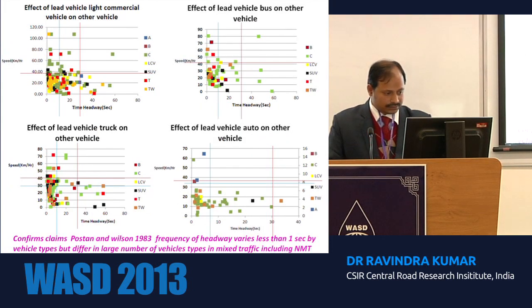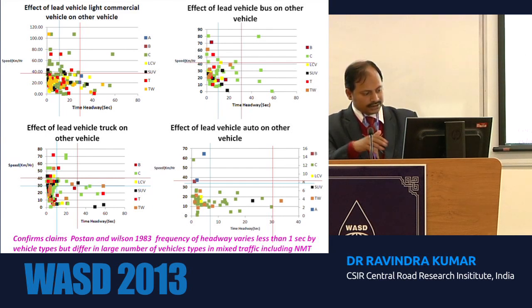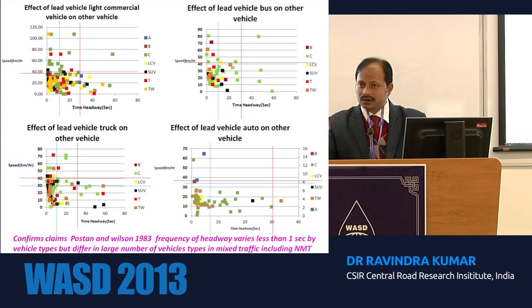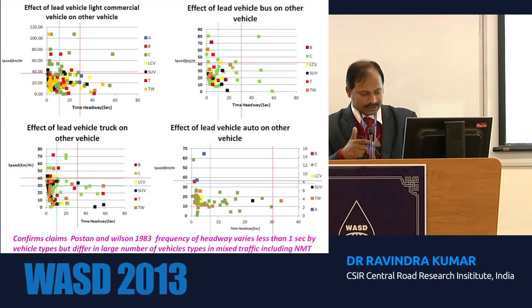Similarly, we plotted the headway and speed for different vehicles, and we could find some results, like Poston managed that the frequency of headway varies less than 1 second, but the vehicle mix differs in large number. Especially in mixed traffic conditions, we have more number of vehicles. That is the special thing.